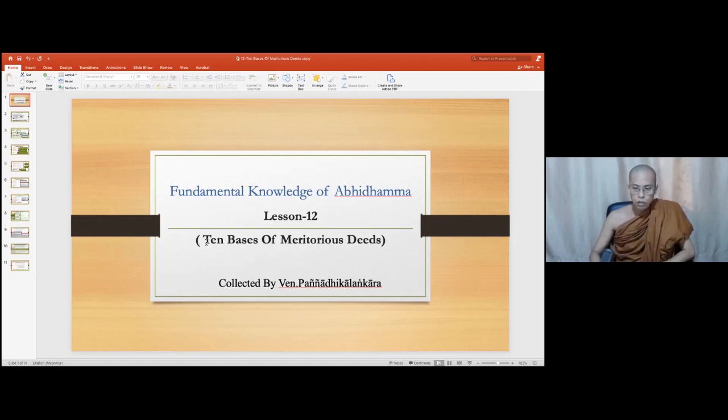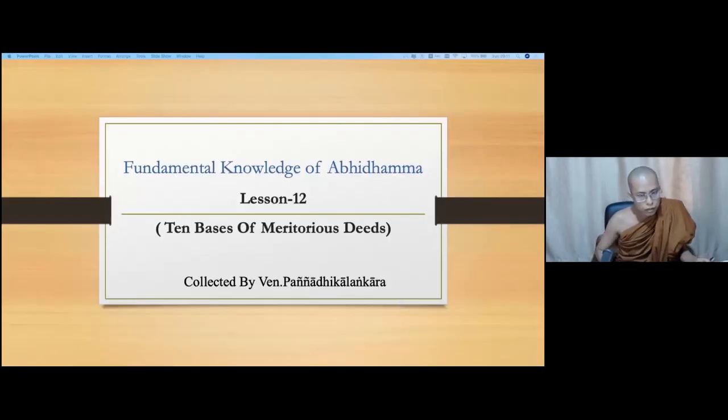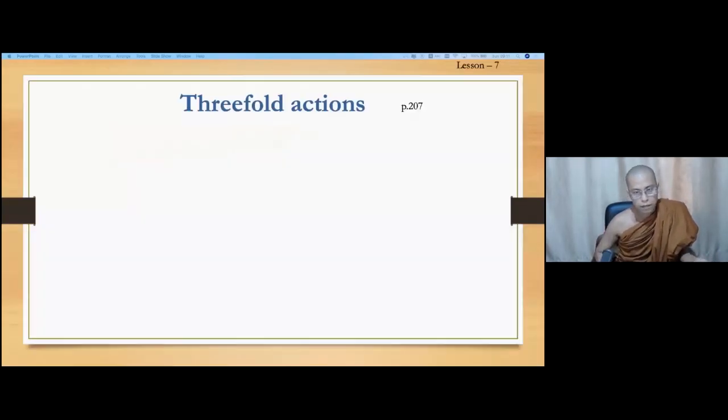So this lesson 12 especially relates to the first group, the 8 sense sphere beautiful wholesome consciousnesses. It is called the Mahakusala or Kamavacara Kusala. As I said, this lesson is closely related to lesson 7.